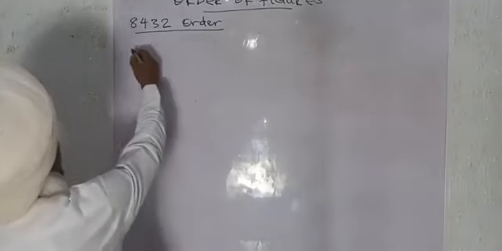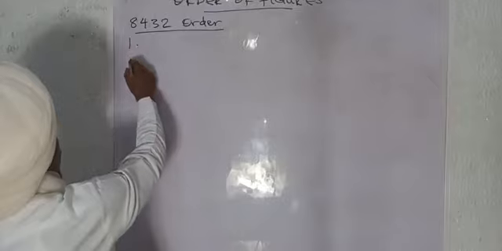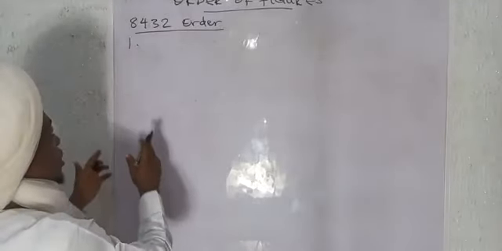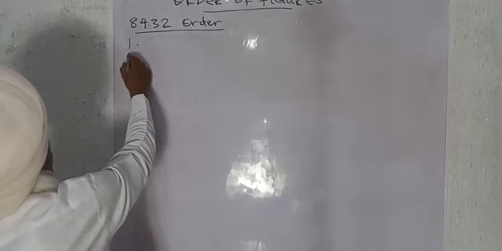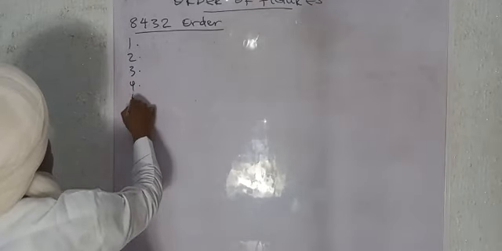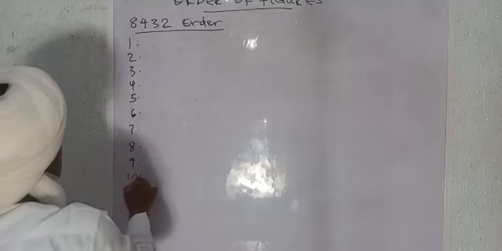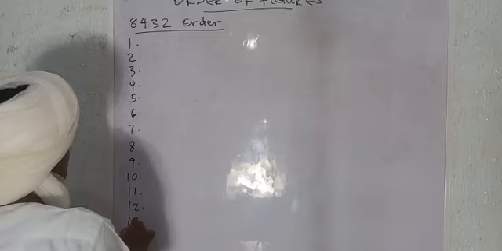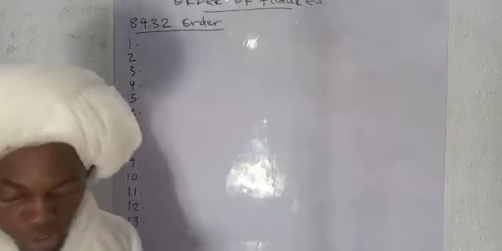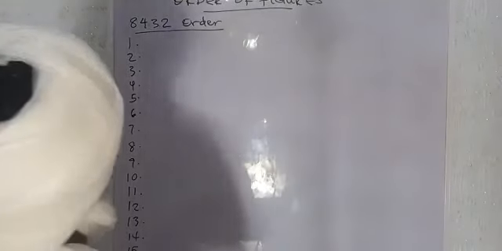According to this order, we must have 16 figures under every order: 1, 2, 3, 4, 5, 6, 7, 8, 9, 10, 11, 12, 13, 14, 15, 16. There must be 16 figures under a particular order. So which one is going to be our figure 1 in this order? Which one will be figure 2? Which one will be figure 3?